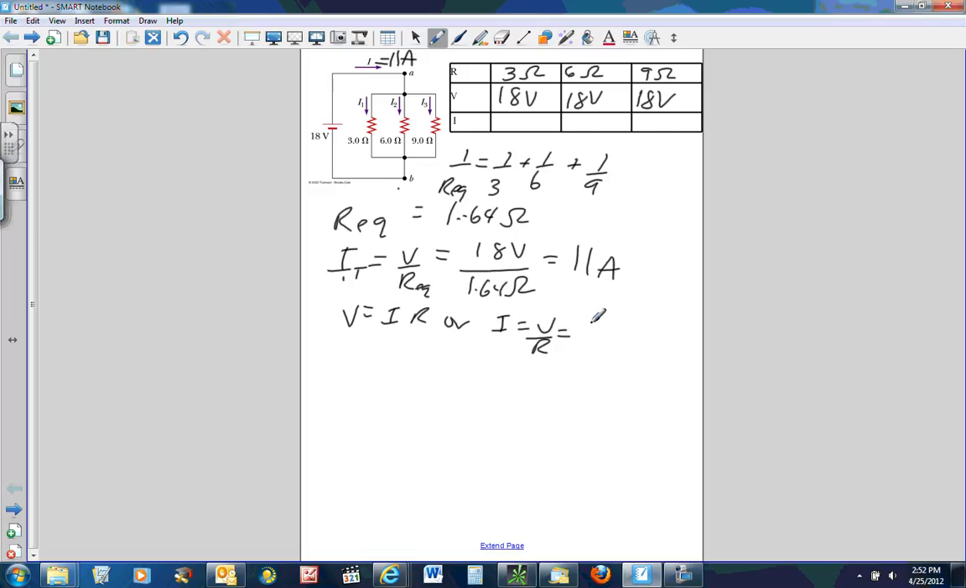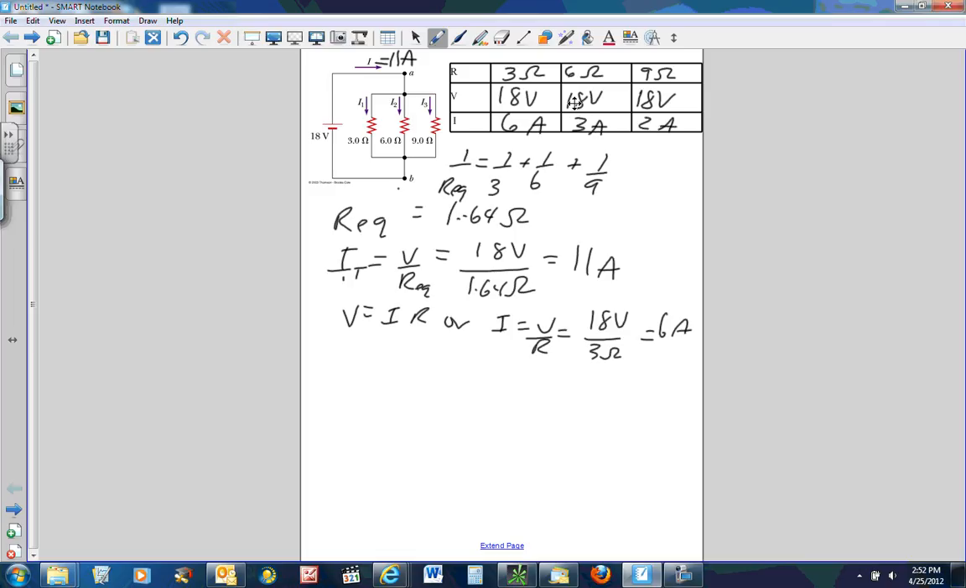For example, 18 volts divided by 3 ohms would equal 6 amps. So we know this one has 6 amps. Then 18 divided by 6 would be 3 amps. And then 18 divided by 9 would be 2 amps.